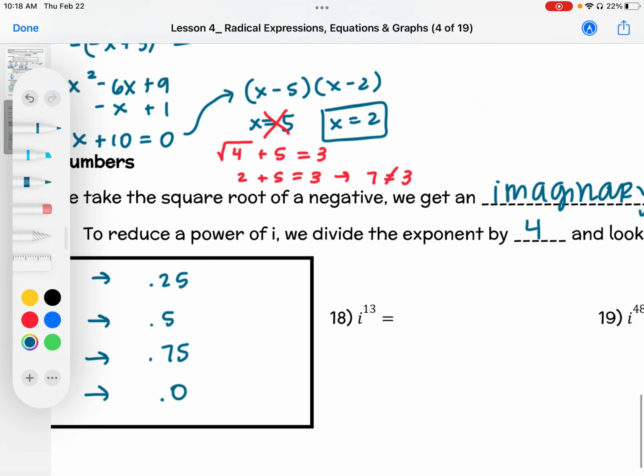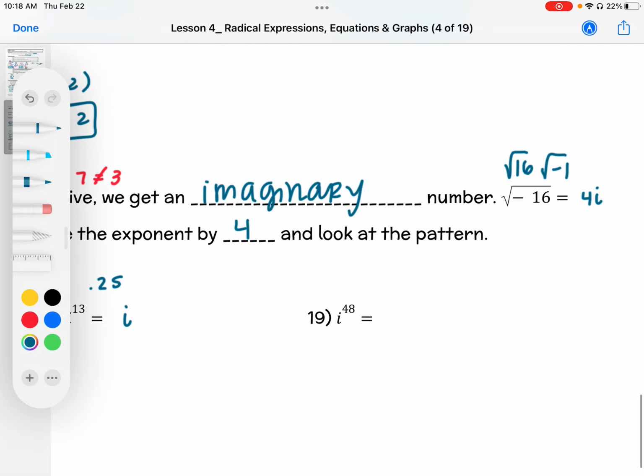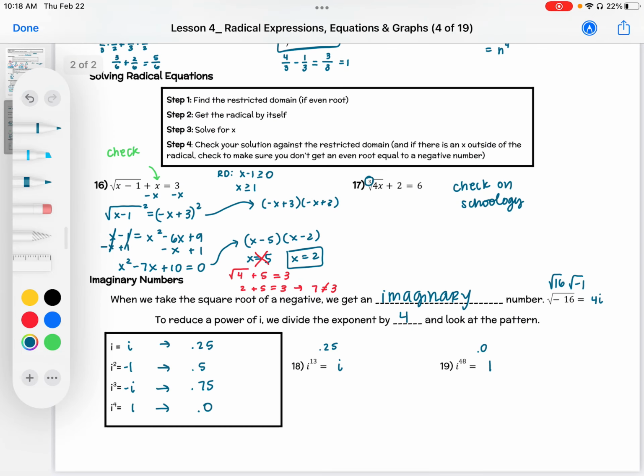So if we do 13 divided by 4, 13 divided by 4 is going to give us a 0.25. So that means that we have an i. And if we look at number 14, 48 divided by 4 is going to give us a whole number, so a 0.0 decimal. So that means that we would just have 1. Okay, so go ahead and make sure you do those problems and check them on Schoology.